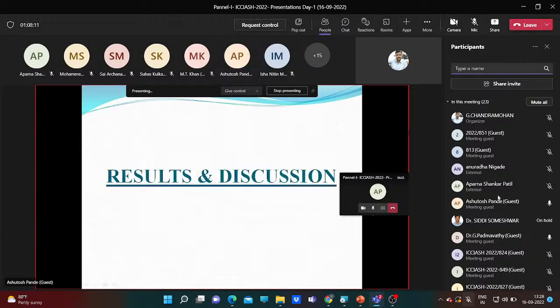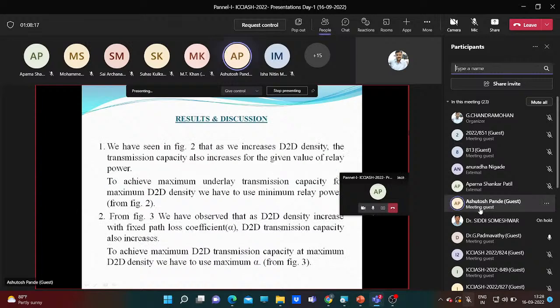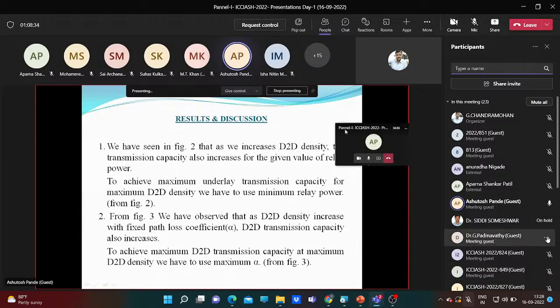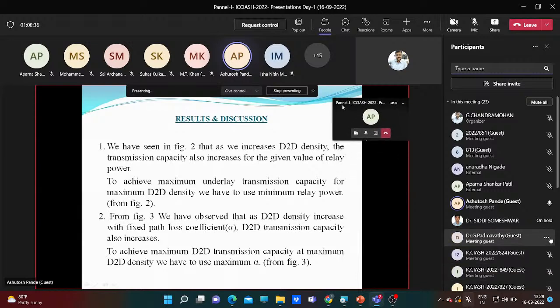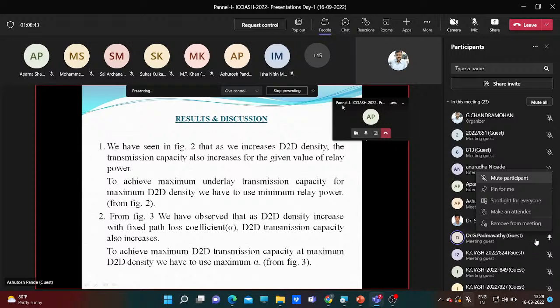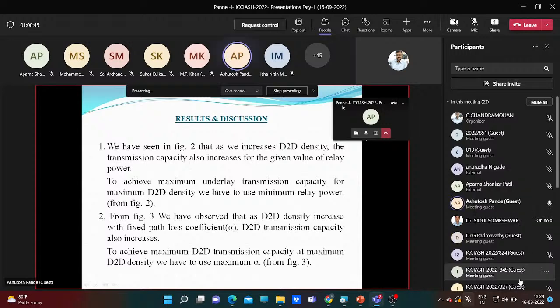After all this analysis, we come to some results which we have discussed here. In figure number 2, we see that as we increase device to device density, the transmission capacity also increases for the given value of relay power. To achieve maximum underlay transmission capacity for maximum device to device density, we have to use minimum relay power. This result came from figure number 2.